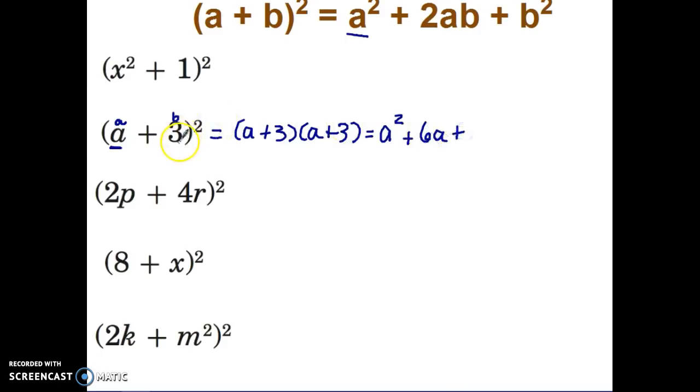And then take your B term, my B term, and square it. 3 squared is 9. Okay, so if you don't believe me, you don't have to write this down. Just do this. A times A is A squared.